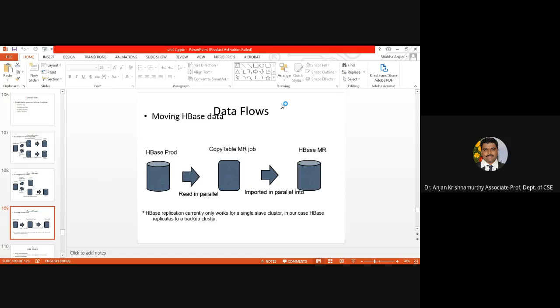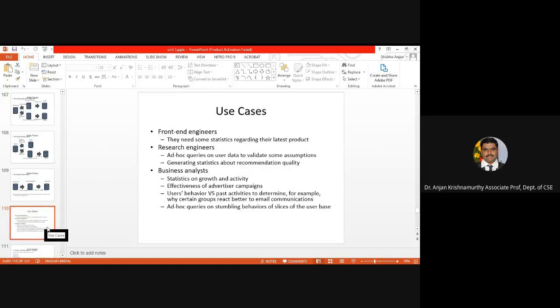So there are several use cases of HBase, right? You have front-end engineers, research engineers, and business analysts. Today in the entire world, the most demanded job is a data scientist job. People who are experts as data scientists and data analysts are the need of the hour in many places.